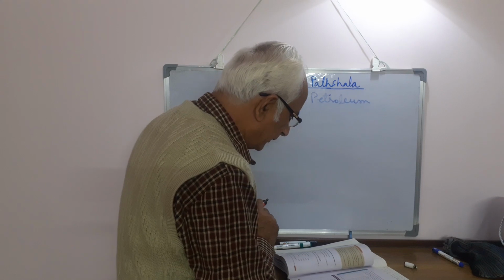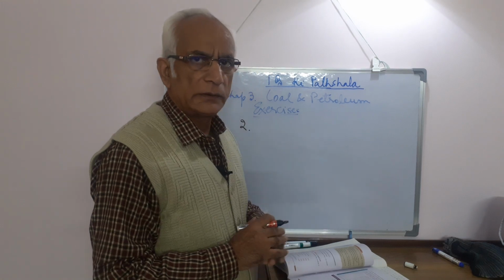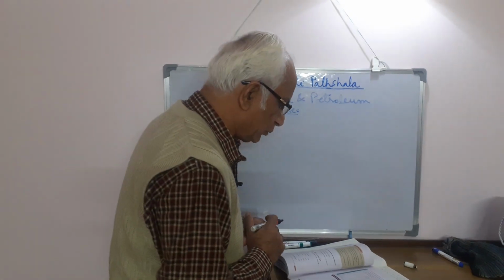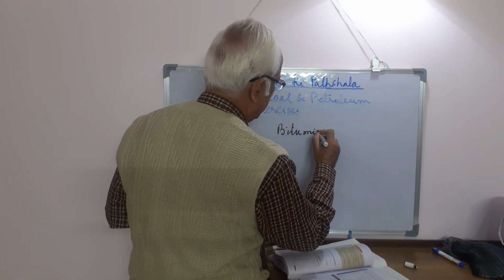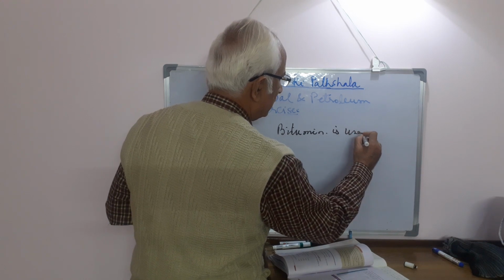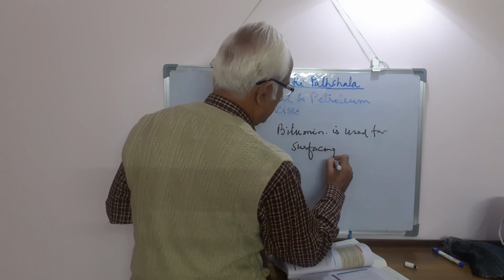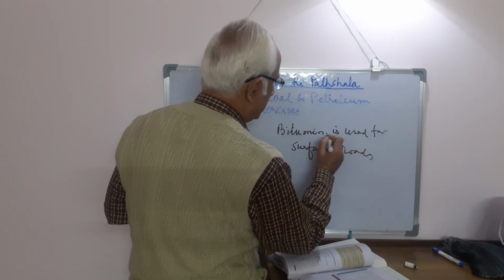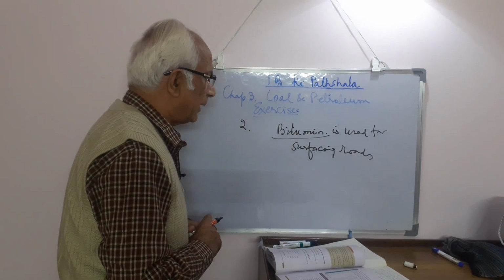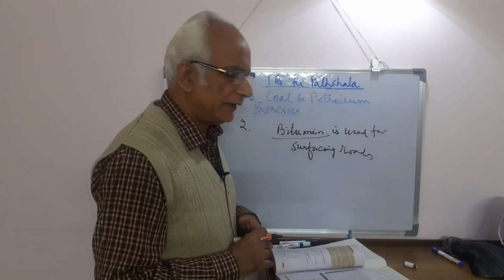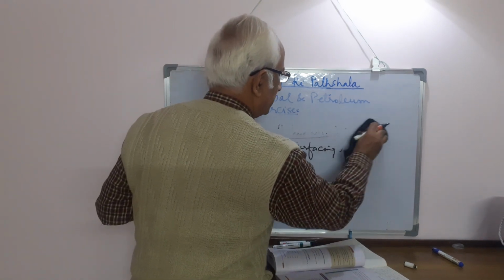Name the petroleum product used for surfacing of roads. Roads के ऊपर जो हम पक्का बनाते हैं, so what material we use? It is bitumen. Bitumen is used for surfacing of roads. So this word you have to remember, bitumen. Okay? B-I-T-U-M-E-N. This is produced when we refine the petroleum. That is second question.